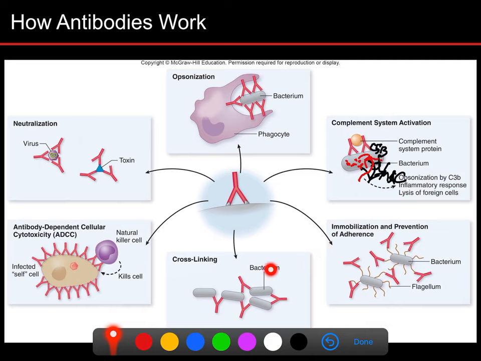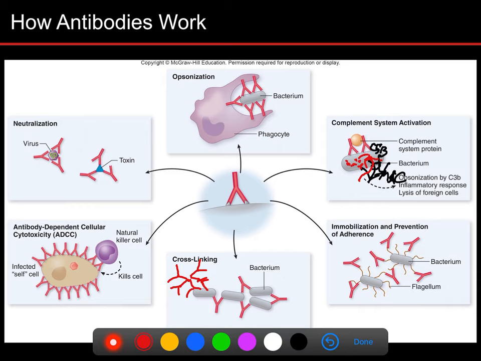Fourth is cross-linking. Now this is a little bit complicated, and it has to do with the fact that antibodies have two binding sites at least. Right, so even monomeric antibodies like IgG, which we'll talk about in just a second, have at least two. Some, and the ones that are best at this cross-linking activity, will actually have up to 10 binding sites on 5 antibody subunits.